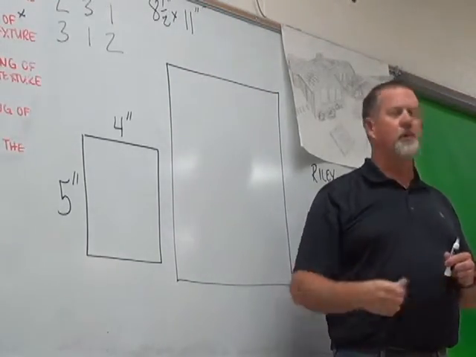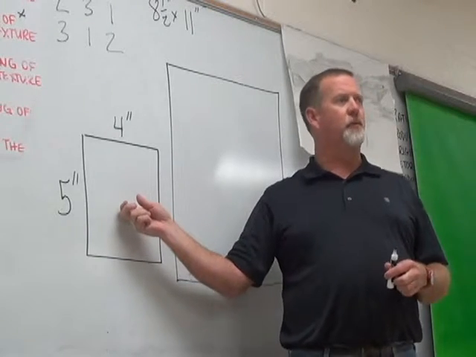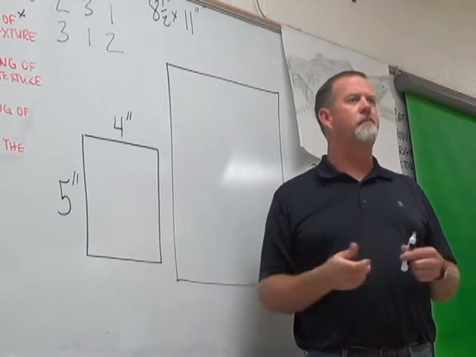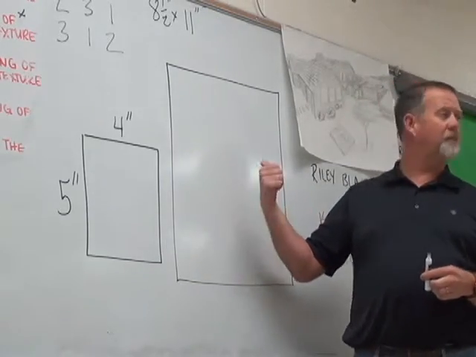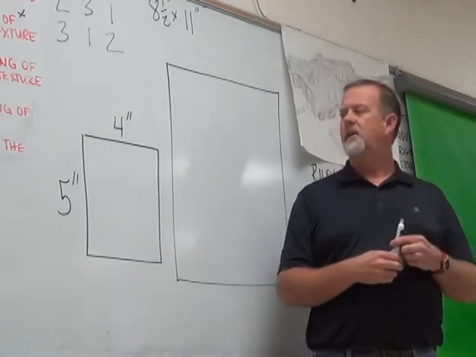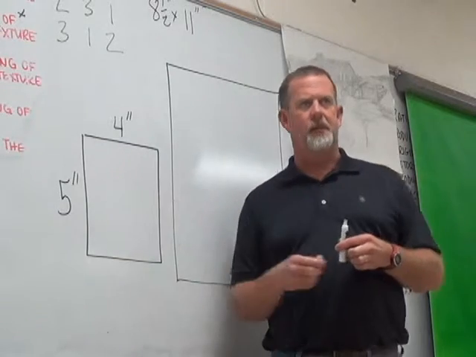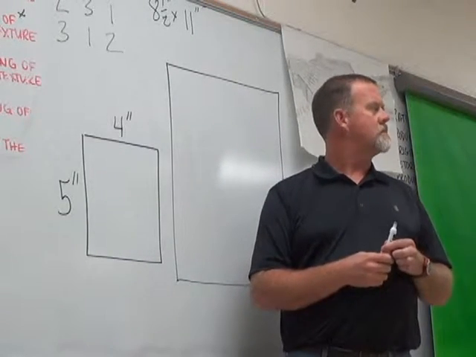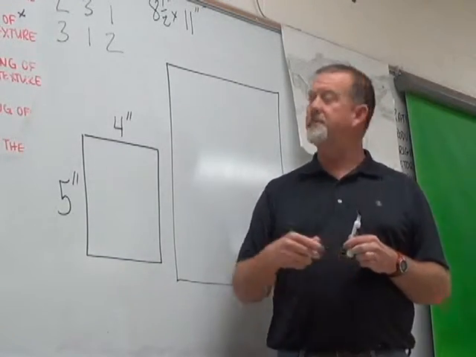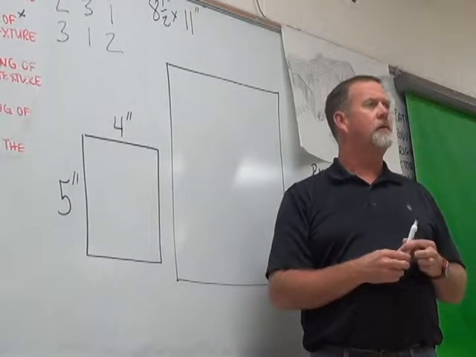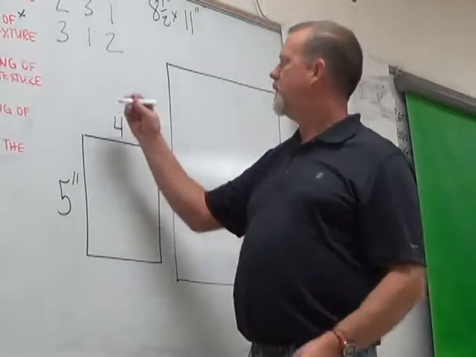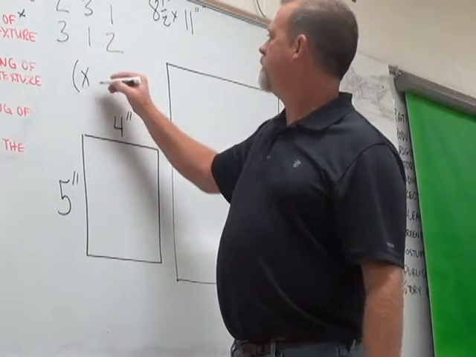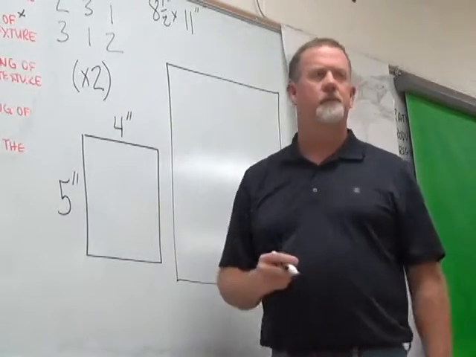So if we doubled this size, this 4 by 5, what size would it become? 8 by 10 paper? It'd be an 8 by 10. Would 8 by 10 fit on an 8.5 by 11? Yes. Sure. If we tripled it, what size would that become? 12 by 15. Would 12 by 15 fit on 8.5 by 11? No, it wouldn't fit, would it? So we're going to double it. So our factor will be times 2.